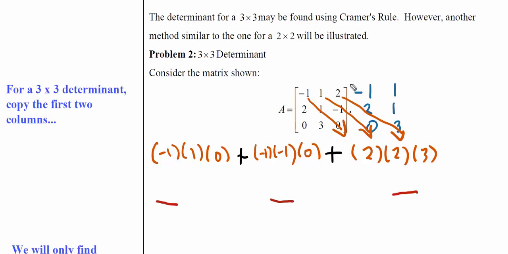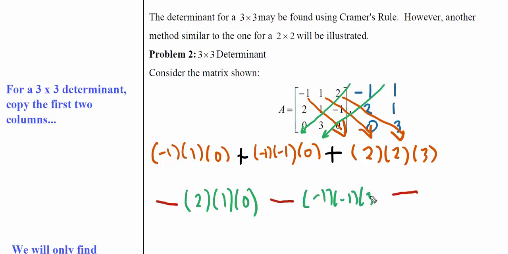Now when we go the other way, we're going to be doing subtractions. So going this direction, I have 2, 1, and 0. This one gives me negative 1, negative 1, 3. And this one gives me a 1, 2, 0. Parentheses are very important. Otherwise, we're going to make mistakes.